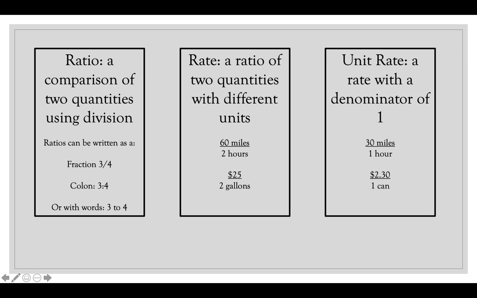Ratio. A ratio is a comparison of two quantities using division. You probably have seen ratios written in a variety of ways. Any of these are actually correct ways to write a ratio. You can write it as a fraction. You can write it with a colon between the numbers you're referring to, and you can even write it with the word "to" between your two numbers.